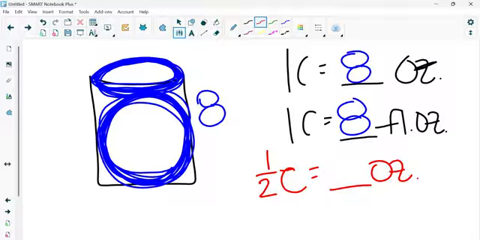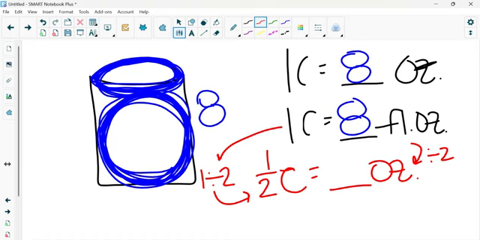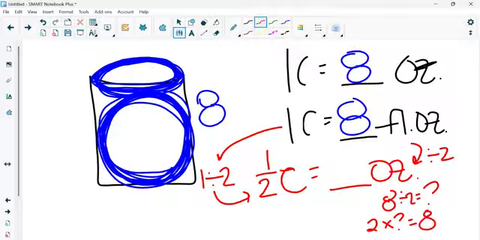All right, we have to remember again that a fraction is a division problem. So this is saying 1 divided by 2 is equal to a half. So we have to do 8 divided by 2. Or remember, if 8 divided by 2 equals what is hard, we can say 2 times what equals 8. And the answer there is going to be 4. So a half of a cup is going to be 4 ounces. It would also be a half cup is 4 fluid ounces, depending upon what we're talking about.